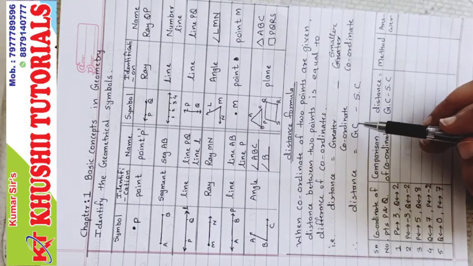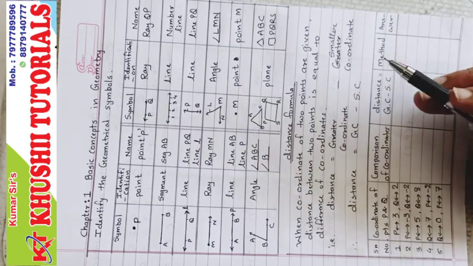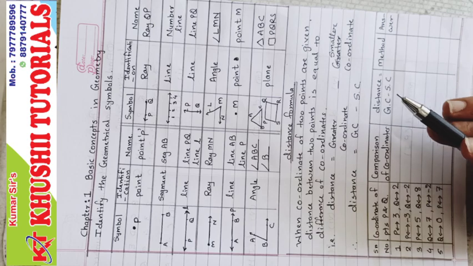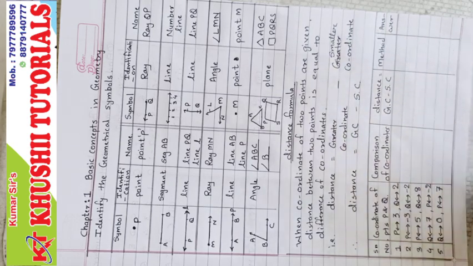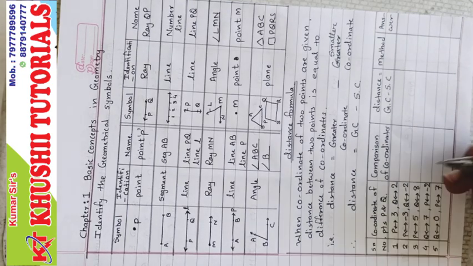For practice, you can write GC or SC, but whenever you are writing for the exam, you compulsorily have to write the full form, greater coordinate or smaller coordinate. So let's start with the activity. First, activity 1.